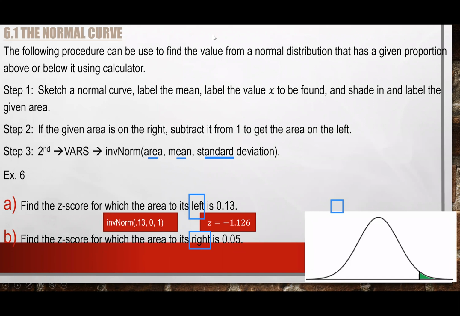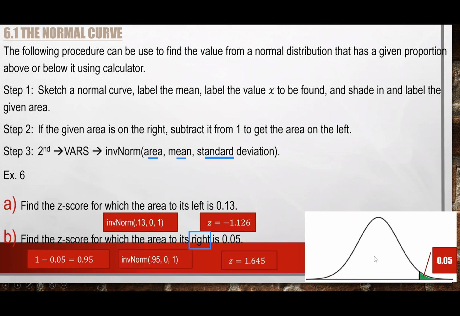The area to the right, just like they say, in this case is 0.05. I'm looking for the z-score, and my calculator can only calculate the area to the left. That's why I need to take 1, the total area, minus the item to the right, and that gives me 0.95. This white item right here is 0.95. And I type in my inverse norm 0.95, comma 0, comma 1.